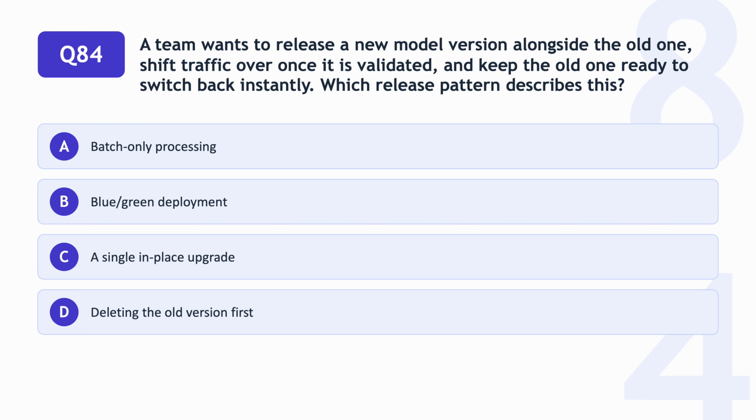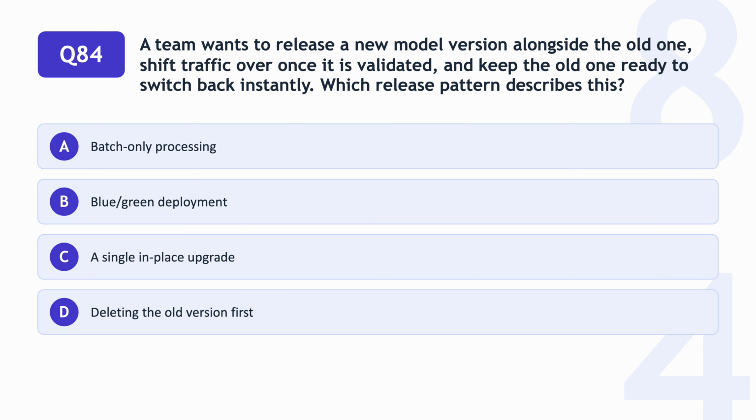Question 84. A team wants to release a new model version alongside the old one, shift traffic over once it is validated, and keep the old one ready to switch back instantly. Which release pattern describes this? A. Batch-only processing. B. Blue-green deployment.